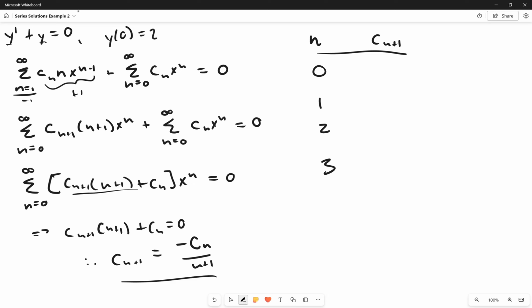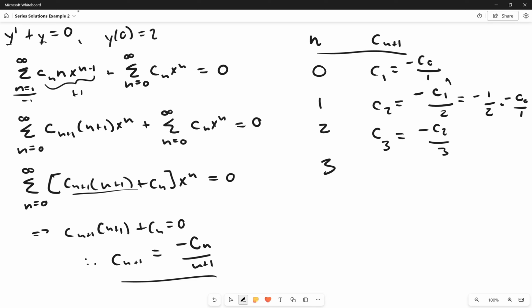So when n is 0, we have c1 is equal to negative c0 over just 1. We're going to have c2 equals negative c1 over 2. But we found c1 up here, so this is just negative 1 over 2 times negative c0 over 1. c3 down here is negative c2 over 3, but again we just found c2, so that's negative 1 over 3 times negative 1 over 2 times negative c0 over 1. And again, we see that there's definitely something factorial going on in the denominators of these terms. We also see that the negative sign is carrying, so just like before, we just continue the pattern.